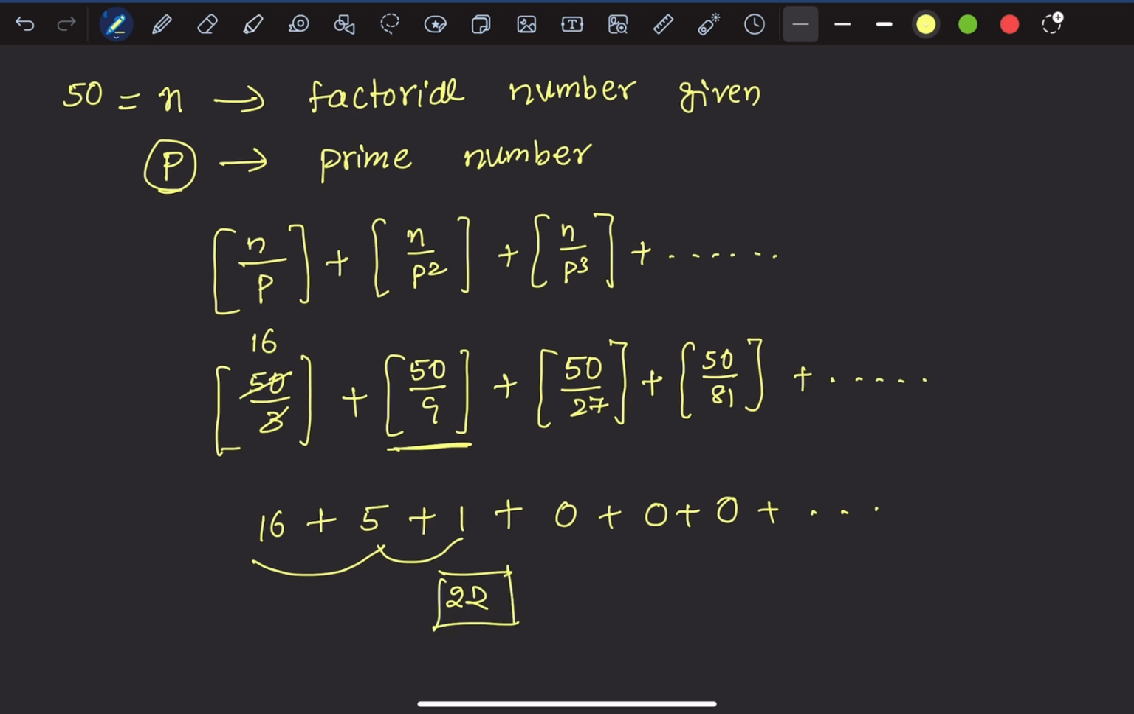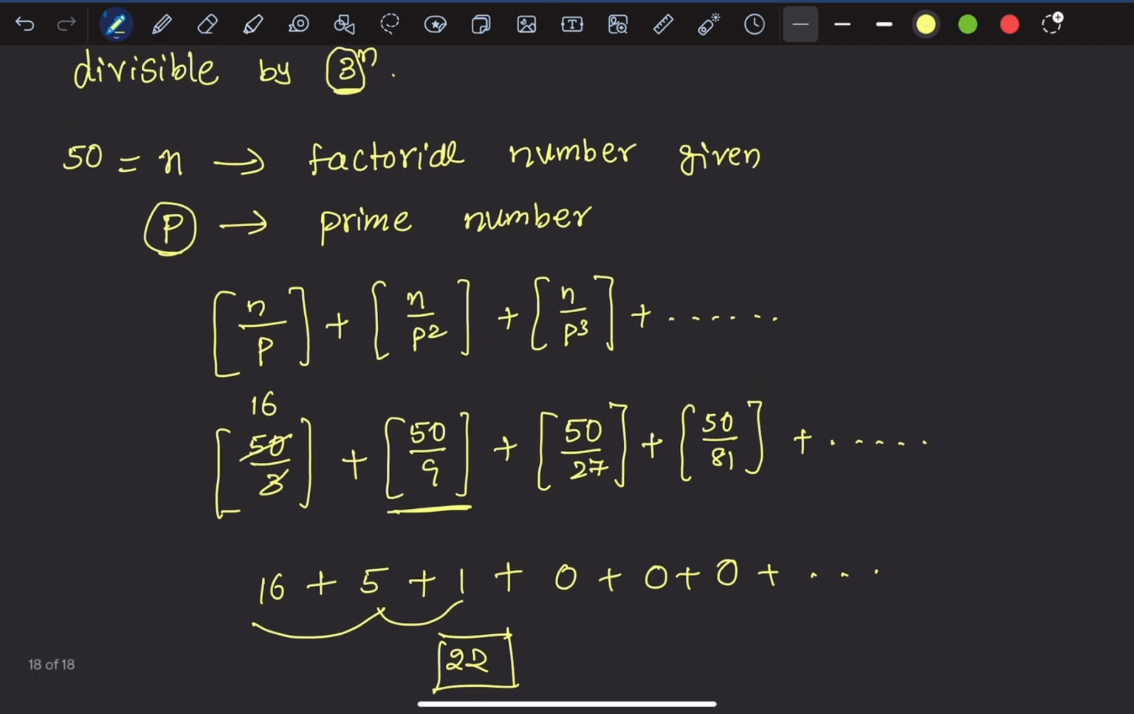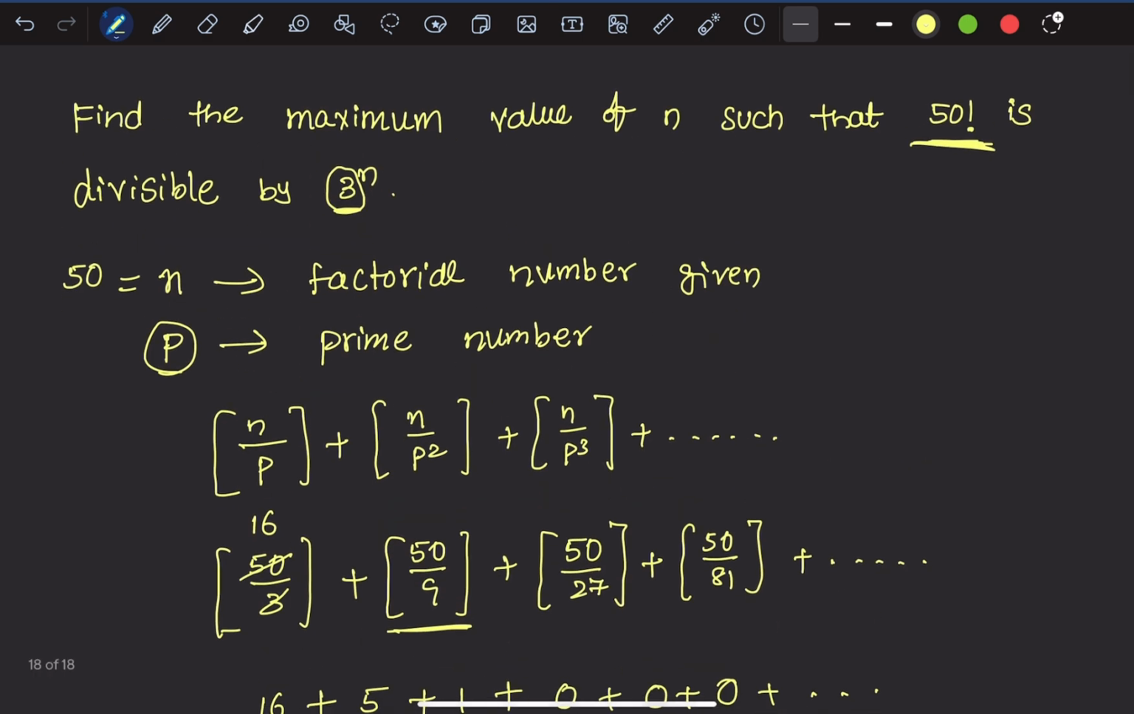So here I have a follow-up question for you guys. What will be the maximum value of n such that 50 factorial is divisible by 10 to the power n? Comment the answer.